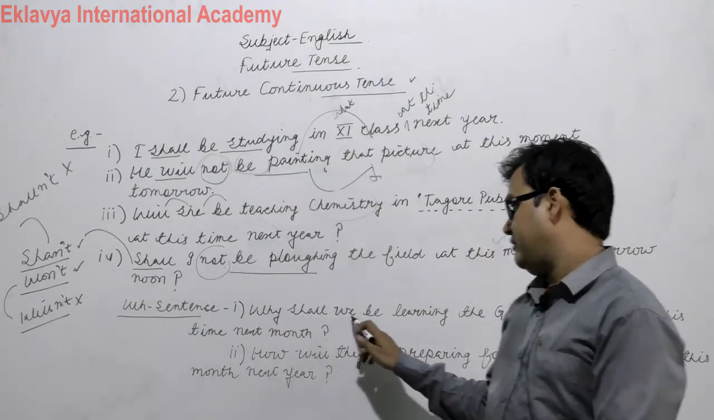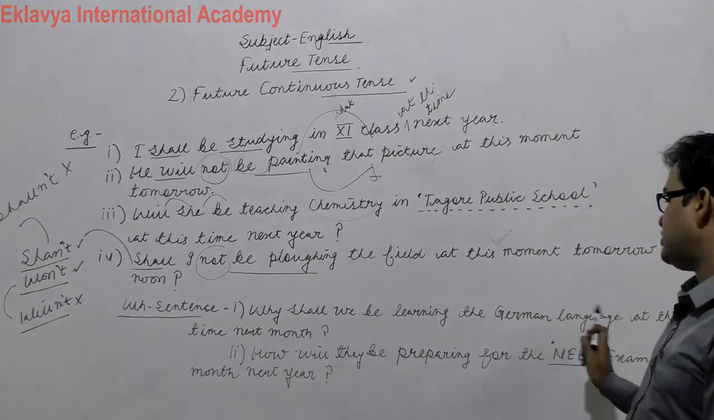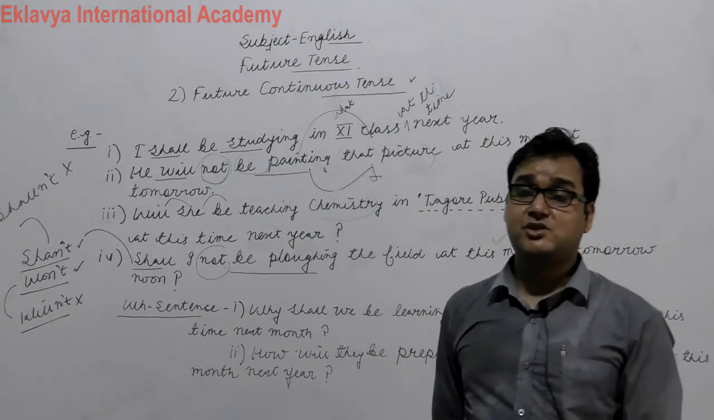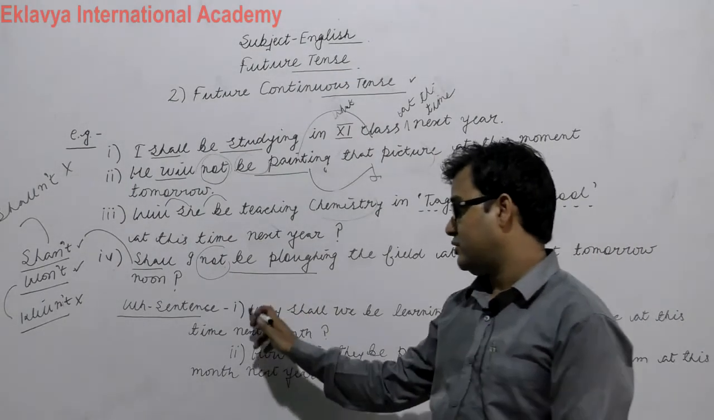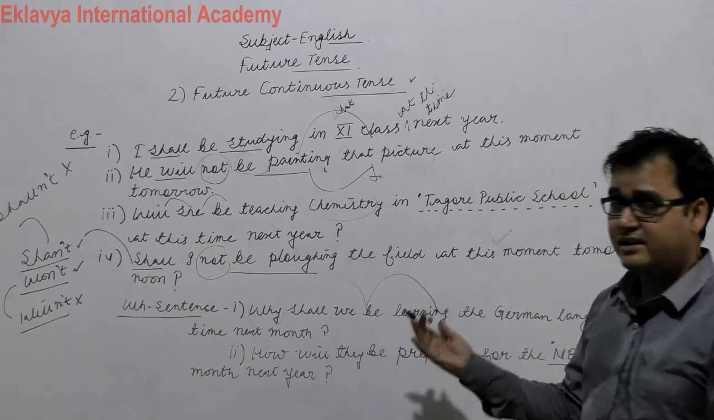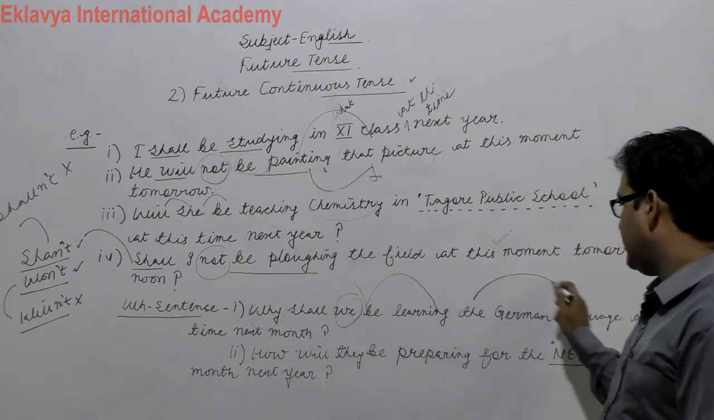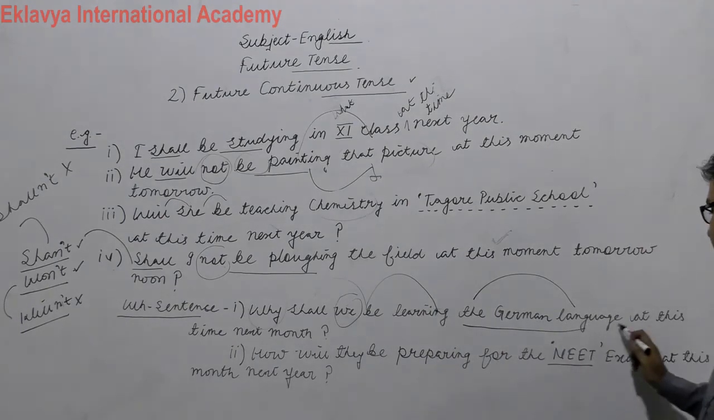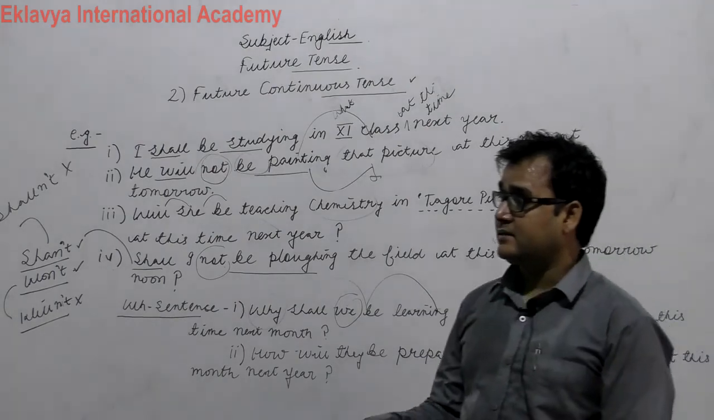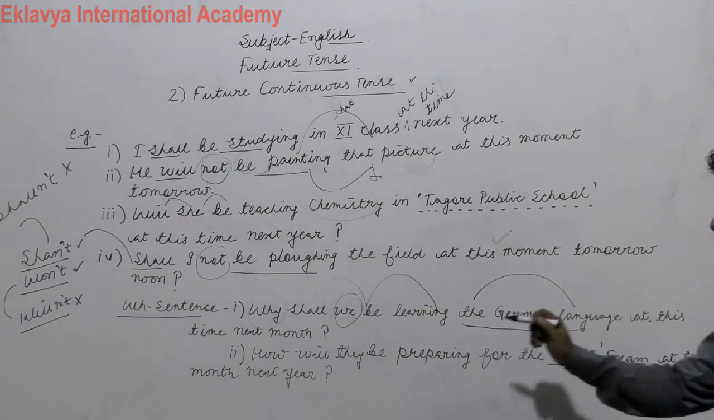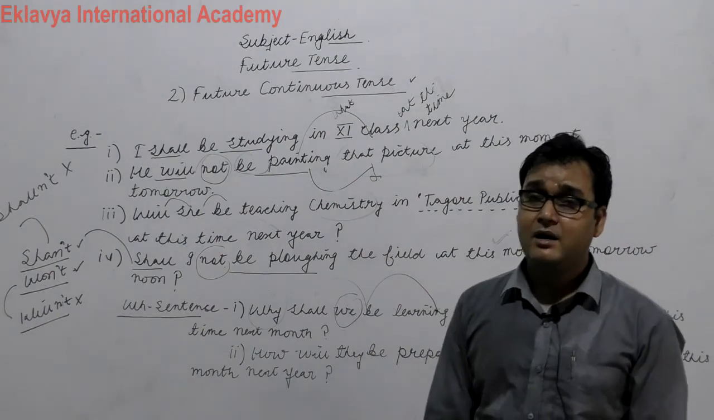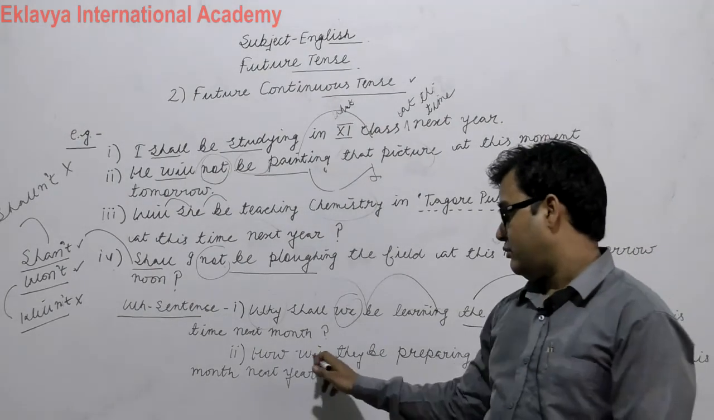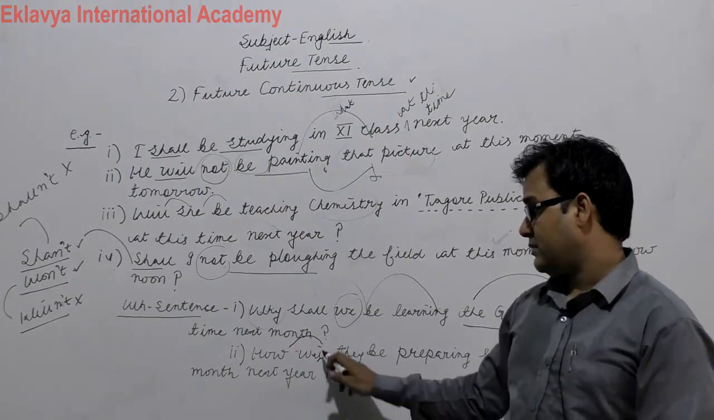Okay. Why shall we be learning the German language at this time next month? कि at this time next month इस समय अगले माह जो है हम जर्मन लैंग्वेज क्यों सीख रहे होंगे. The why meaning क्यों, shall be plus first plus ing कंडीशन पूरी हो गई हमारी. Subject we have, the German language we have is basically the object. Learning what, the German language. अगले महीने at this time इस समय हम जर्मन लैंग्वेज क्यों सीख रहे होंगे. क्यों, क्या रीज़न है उसके पीछे. How will they, because ये पहले use होगा आपका helping verb.